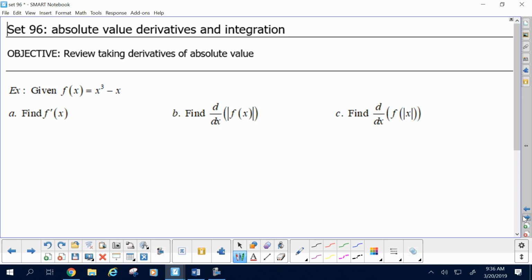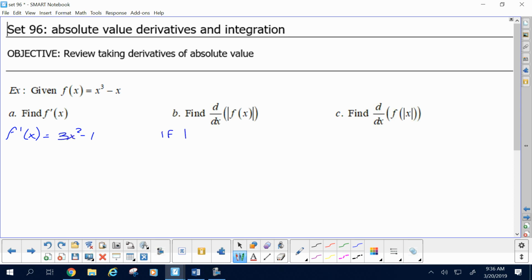So, would you, first of all, crank out the derivative in general? What is the derivative? 3x squared minus 1. All right, now, there are 2 places to throw the absolute value on. You could throw it on the outside of the function or on the x, and they are 2 totally different results.